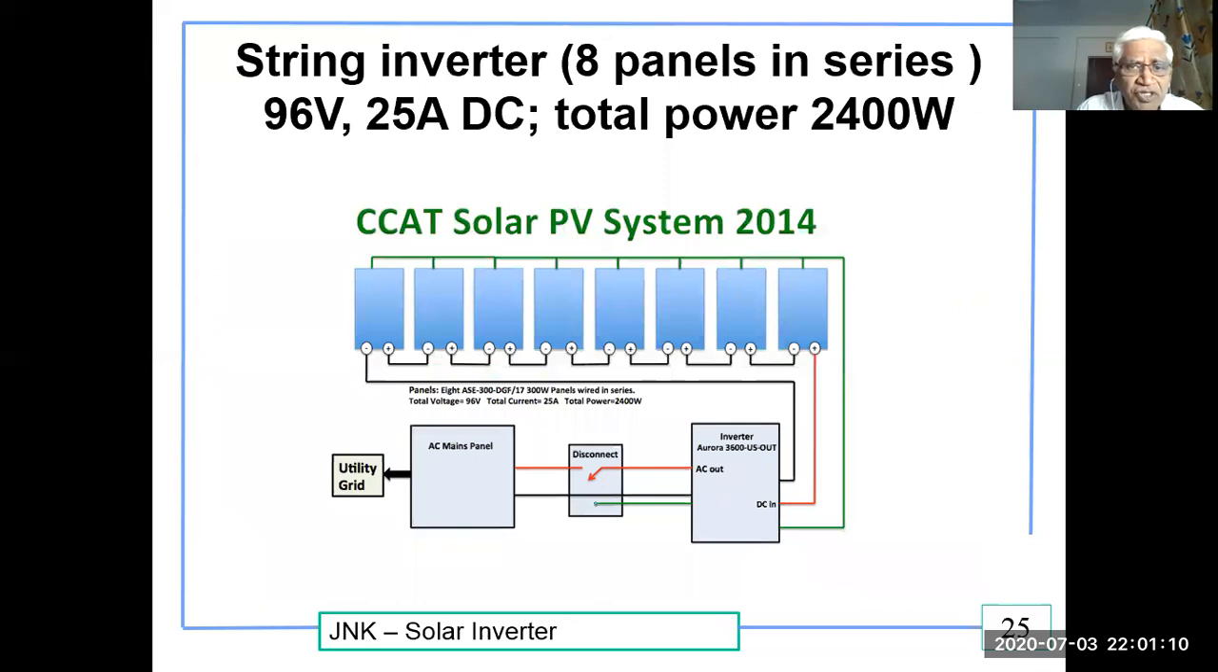Then we have the string inverter. In this case, you notice that 8 panels are connected in series, coming to around 96 volts, and that is given to the inverter. Here, modules are connected in series. The green wire is the ground wire.